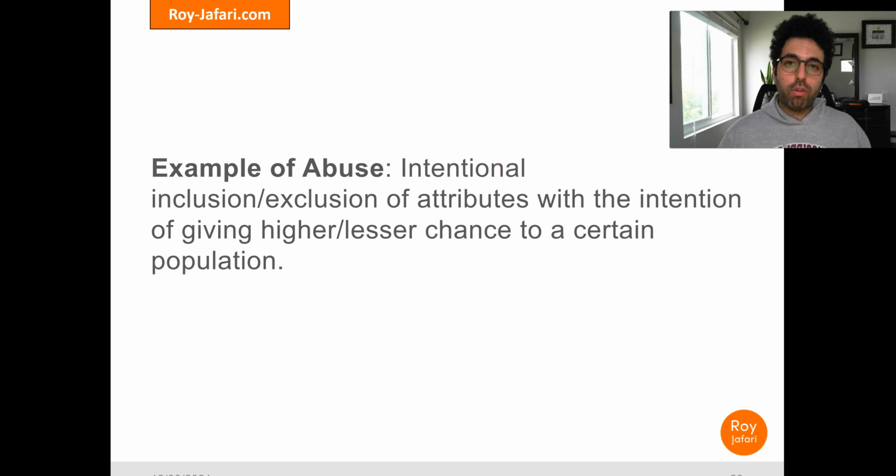What would be an example of abusing? It would be very simple for someone who is creating this model to intentionally include or exclude attributes to favor, or to make it harder for some part of the population to be admitted to higher quality schools.